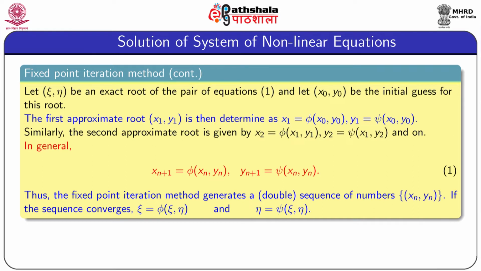Thus, the fixed point iteration method generates a double sequence of numbers represented as (xn, yn), and if this double sequence is convergent to a number, then that number is the exact root of the equations, and the equations should be satisfied by the exact root xi and eta. That means xi equal to phi(xi, eta) and eta equal to psi(xi, eta).